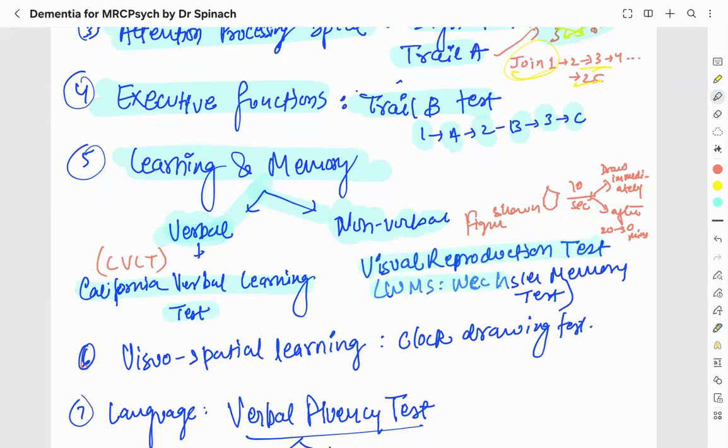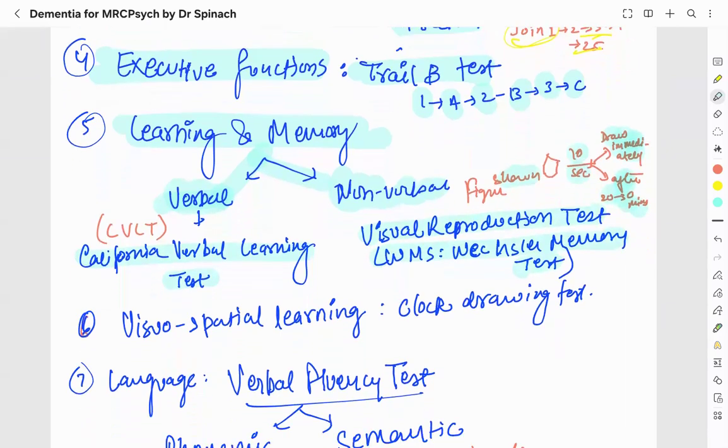This comes under the Wechsler memory test, where you are shown a figure for 10 seconds, and then you have to draw it immediately, and then again after 20 to 30 minutes. So this is how you can test non-verbal memory. For verbal, you will use the California Verbal Learning Test.